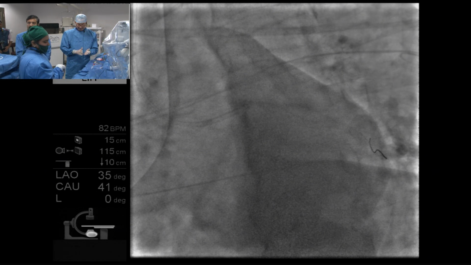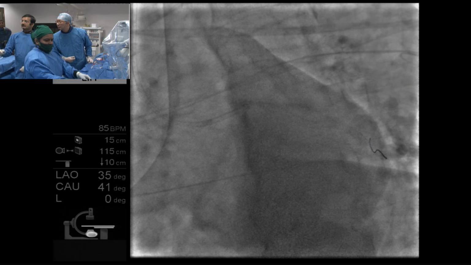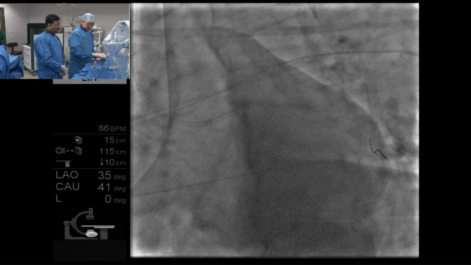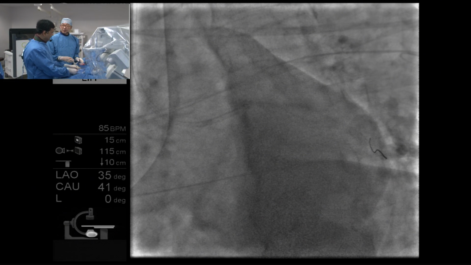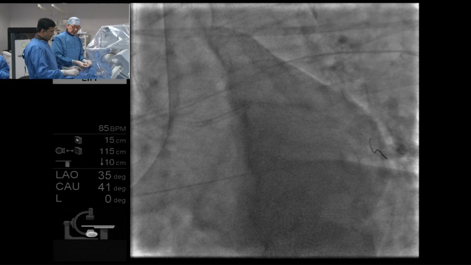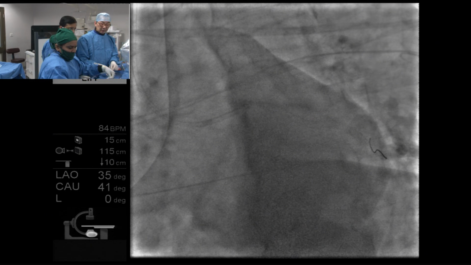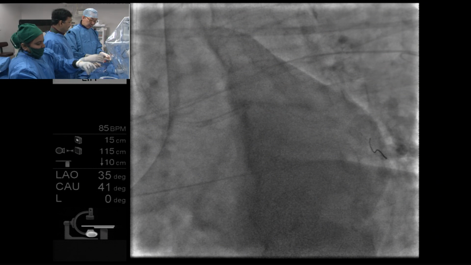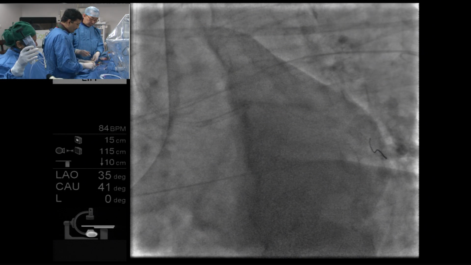Sanjay, do you have OPN balloons in your lab? No, we don't. If it doesn't yield because of the calcium, then we generally do rotablator. Well, this one I don't think we need a rotor. It's a very tortuous circumflex. It's calcium, but not severely calcified. So this one can be easily done with a high pressure balloon.